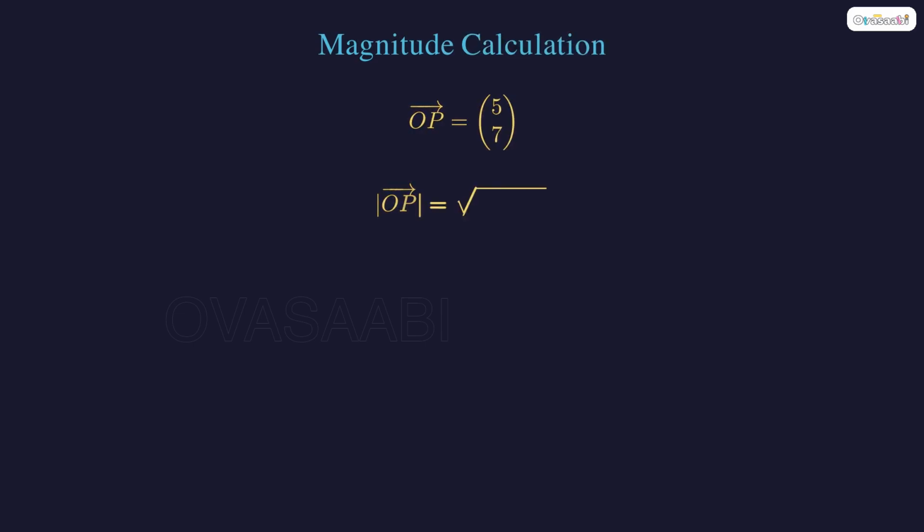If asked for the magnitude, we use Pythagoras. Magnitude equals square root of 25 plus 49, which equals square root of 74 units. This is the arrow's length.